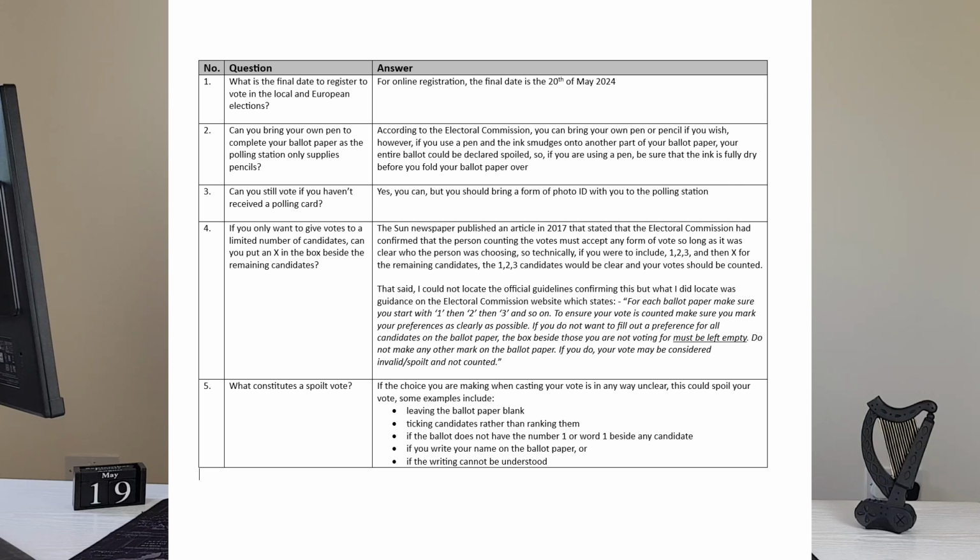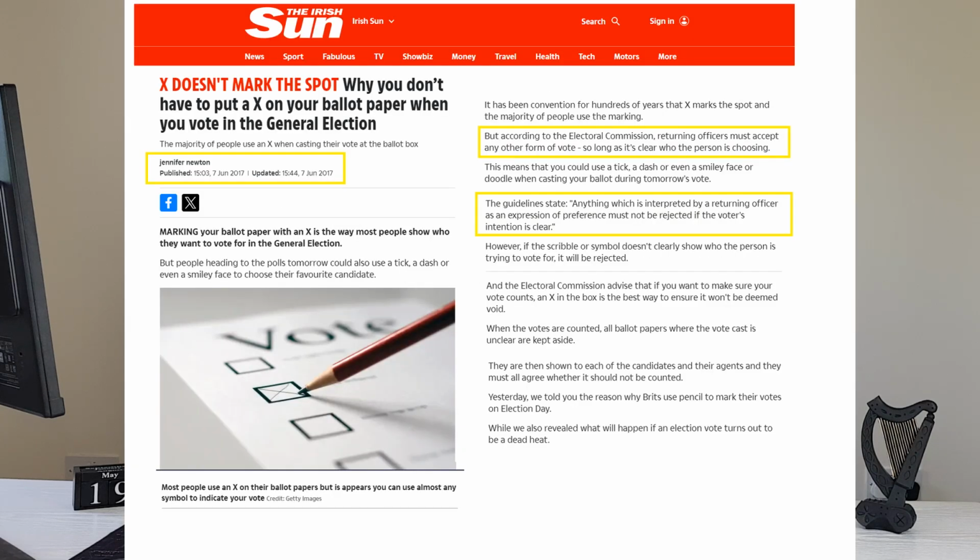4. If you only want to give votes to a limited number of candidates, can you put an X in the box beside the remaining candidates? So in researching this question, I located an article published by the Sun newspaper in 2017 that stated that the Electoral Commission had confirmed that the person counting the votes must accept any form of vote so long as it is clear who the person was choosing. So technically, if you were to include 1, 2, 3 and then X for the remaining candidates, the 1, 2, 3 candidates would be clear and your vote should be counted.